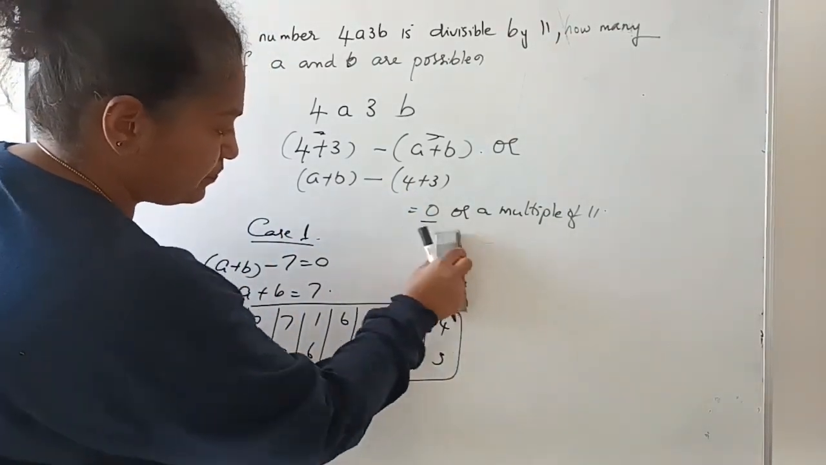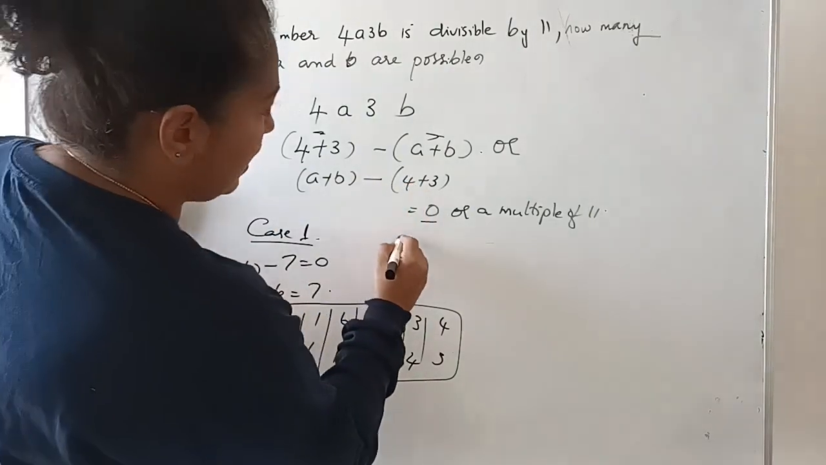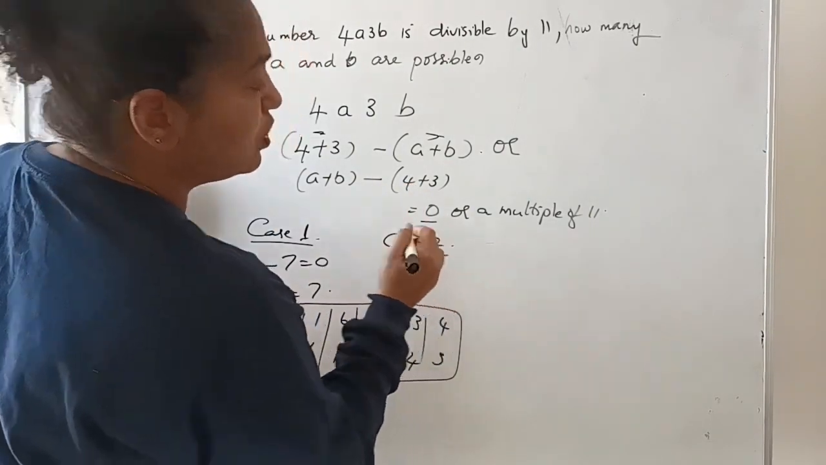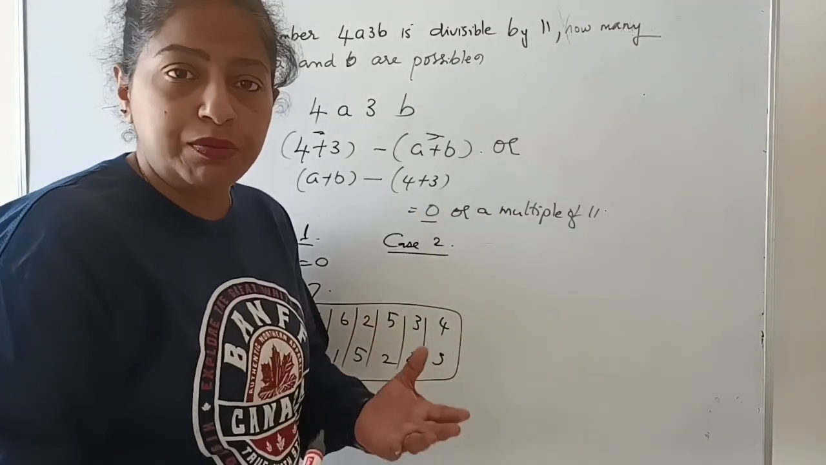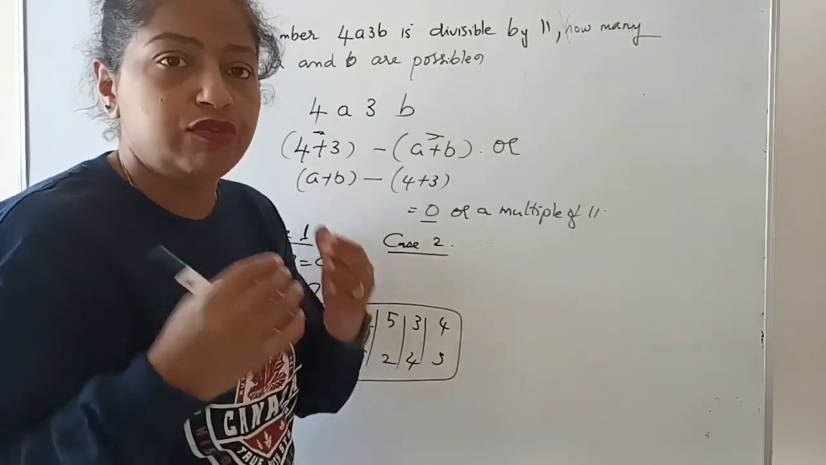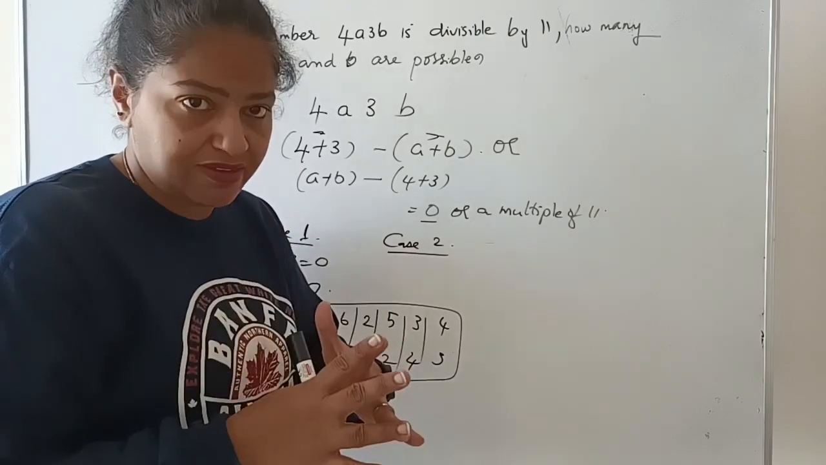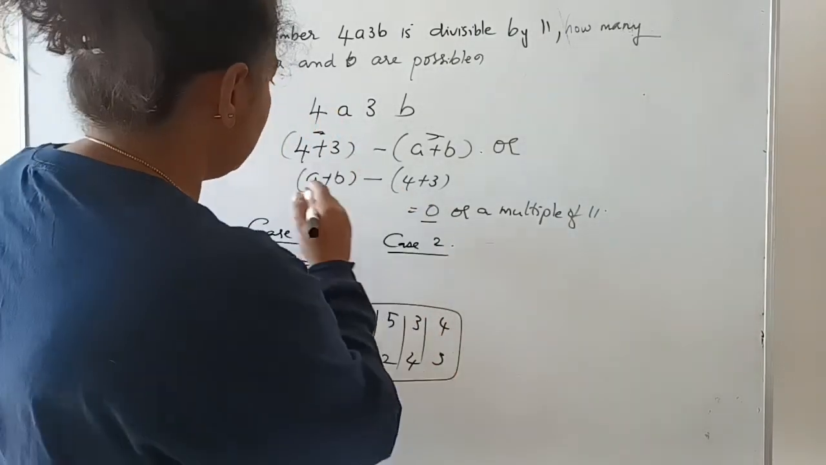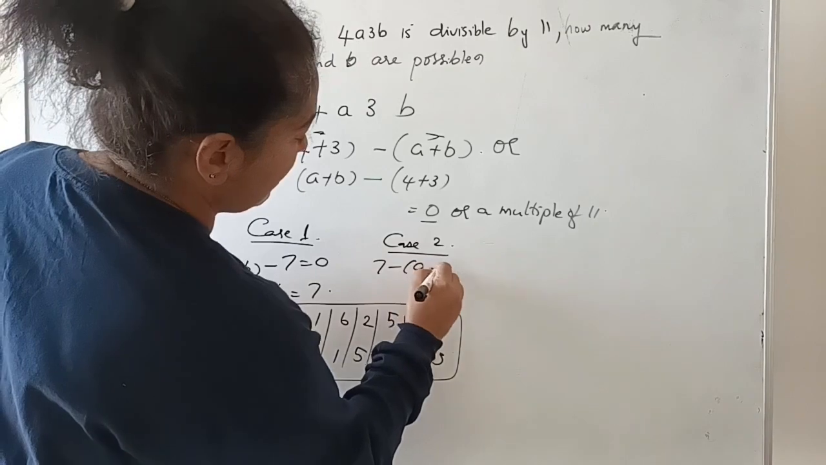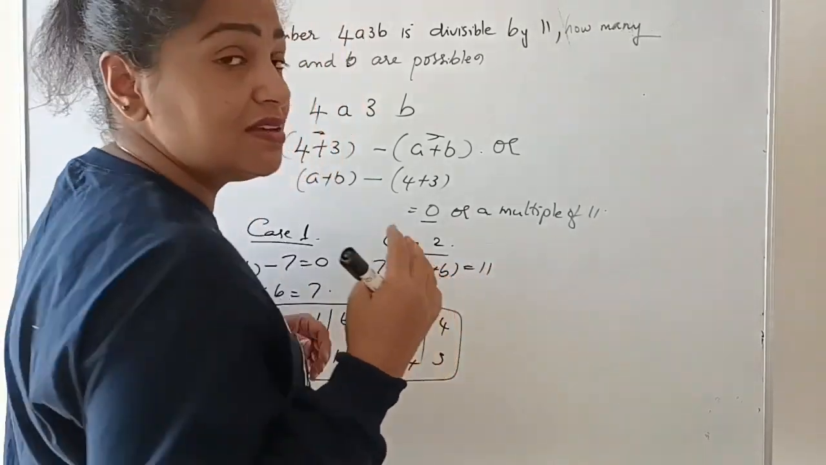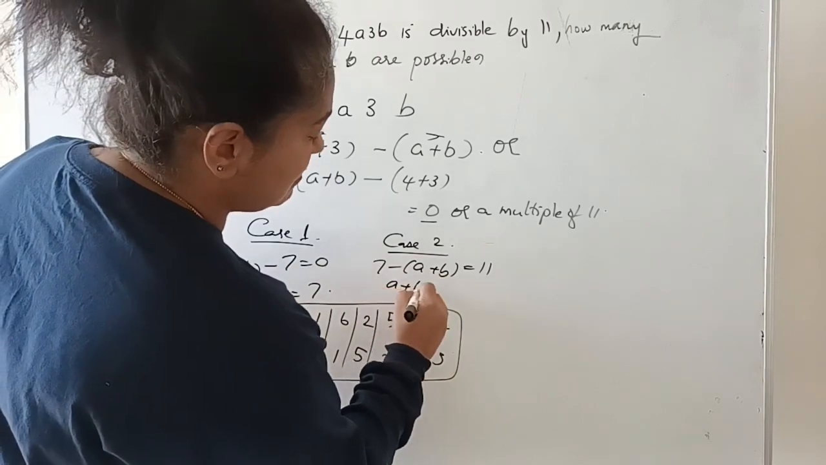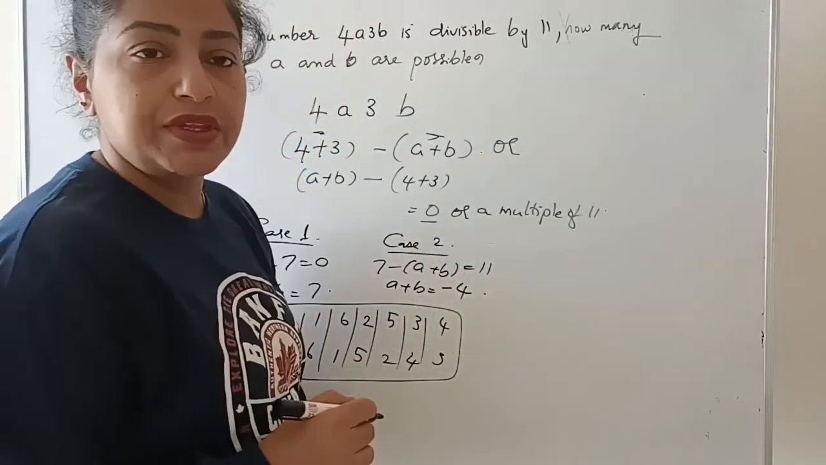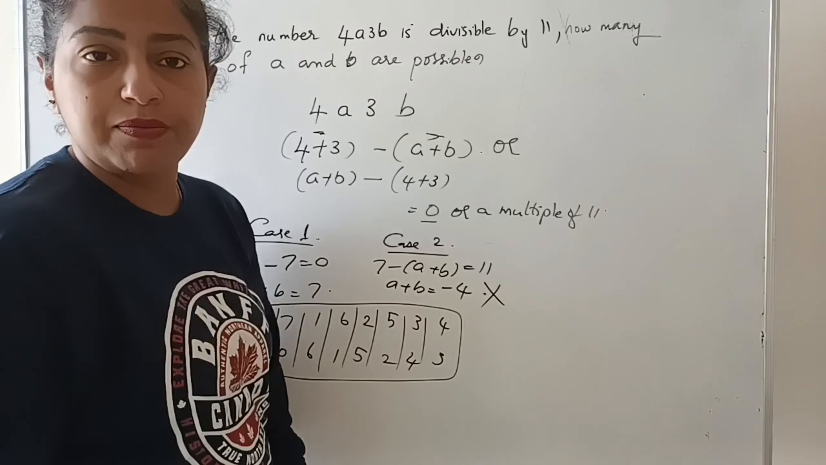Now I deal with my case 2. After 0, I need to see whether this is a multiple of 11. What are the multiples of 11? The first multiple of 11 is 11 itself. So, let me see whether 7 minus a plus b is equal to 11 is possible. 7 minus a plus b equal to 11 will give me a plus b is equal to minus 4. Correct? So, this is not possible.